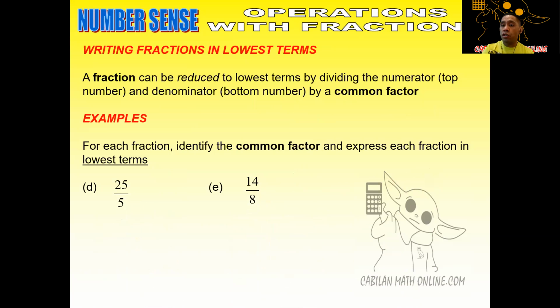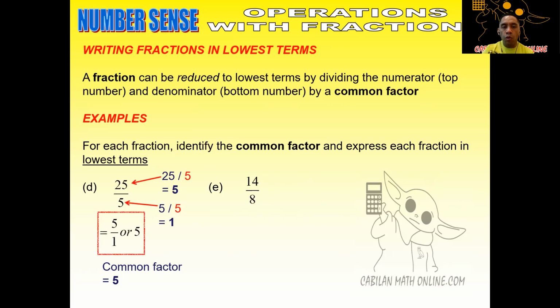However, 5 goes into 25. So the common factor for this will be 5. So we're going to take the 25, divide that by 5, gives me 5. And then we're going to take this 5 here, and divide that by 5 as well, and that will give me 1. So 25 over 5, when we reduce that, will become 5 over 1, which you have to reduce in this case as a whole number, which is 5.